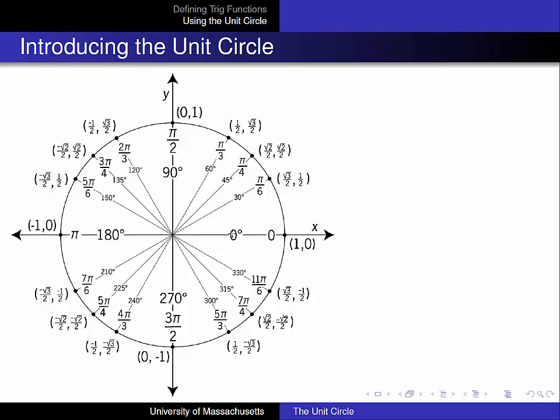Now looking at the vertical line that would be from the x-axis up to that point, 1/2 comma square root 3 over 2, that vertical distance is greater than 1/2. And so when we take opposite divided by hypotenuse, we're going to get a value greater than 1/2. And so that's going to be square root 3 over 2.